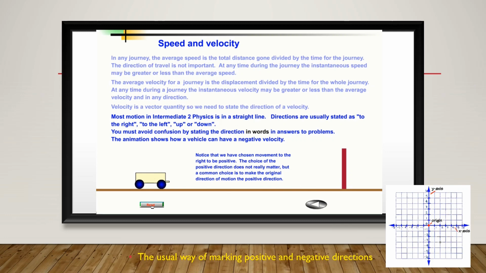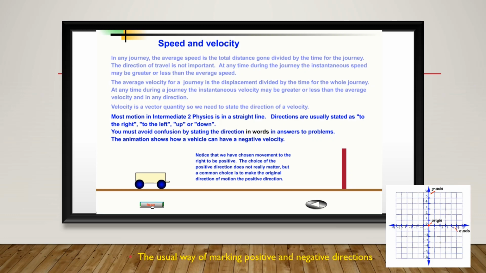You can choose which way is positive, which way is negative, but we tend to think of drawing out the axis on a graph, and we tend to have things going to the right as positive, things going to the left as negative. We tend to have up as positive and down as negative, but that's for you to choose as well. Speed and velocity are similar but not the same, because speed is a scalar, velocity is a vector. Distance and displacement are similar, but they're not the same. Distance is a scalar, displacement is a vector.